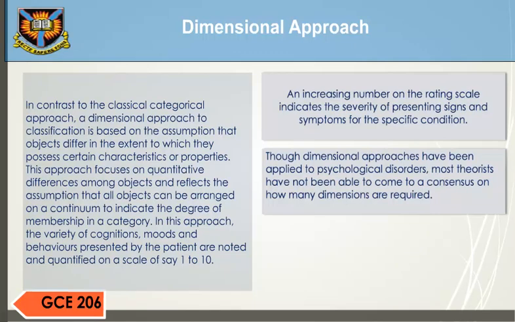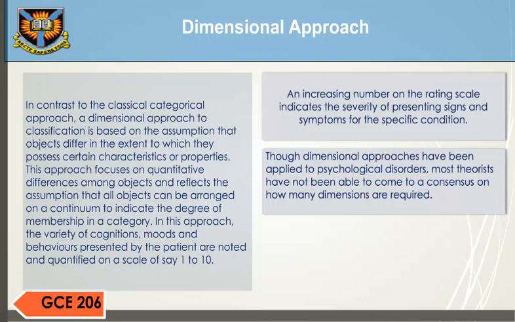Dimensional approach. In contrast to the classical categorical approach, a dimensional approach to classification is based on the assumption that objects differ in the extent to which they possess certain characteristics or properties. This approach focuses on quantitative differences among objects and reflects the assumption that all objects can be arranged on a continuum to indicate the degree of membership in a category.